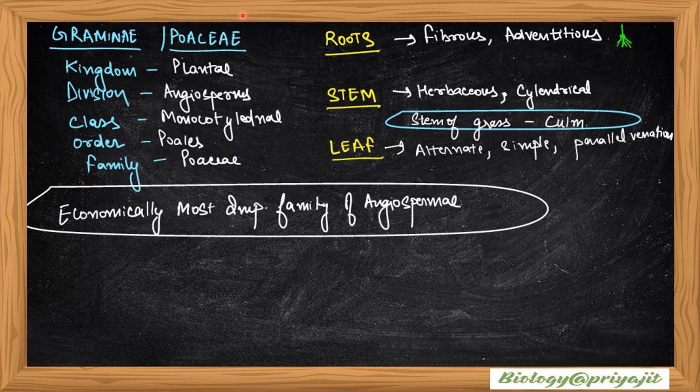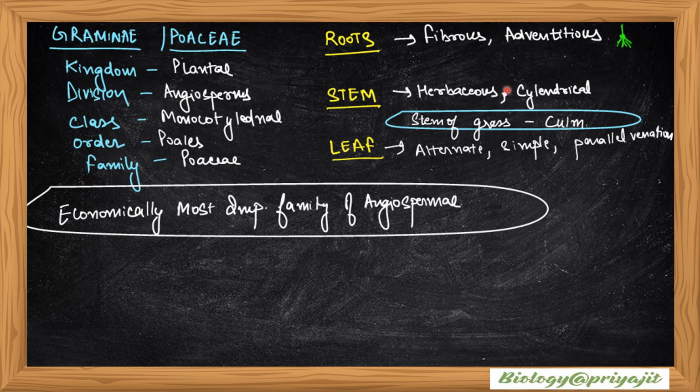Now we will find the classification of our family. The family classification: kingdom Plantae, division Angiosperms, class Monocotyledonae, order Poales, and family Poaceae. The family is economically most important. Since the plants of this family are monocot, we know that there is a fibrous root, an adventitious kind of root originating from the base of the stem. The root originated from other than the radicle is called the adventitious root. So here we can find the adventitious root.